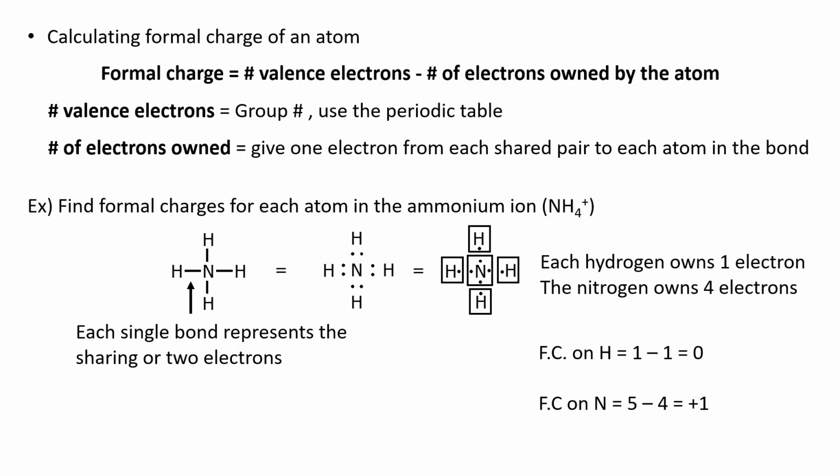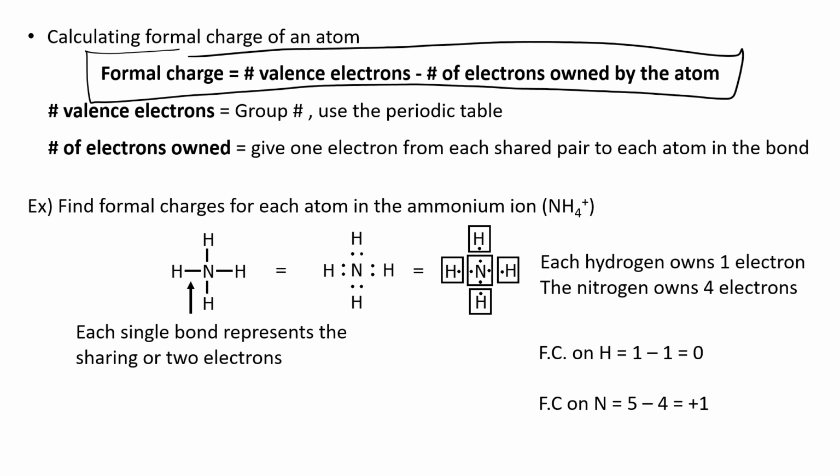So there are several ways to calculate the formal charge. I particularly like my method. The book outlines something a little different. If you look online, there's also a lot of different ways to do this. I'm going to show you the easiest way to calculate the formal charge. So if we use this formula, the formal charge equals the number of valence electrons, remember that's your group number, minus the number of electrons owned by that atom, and I'll show you how to do that.